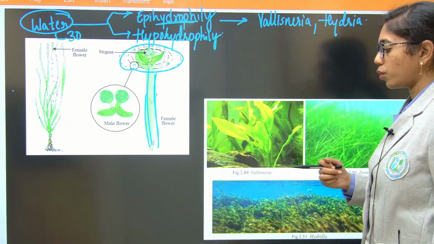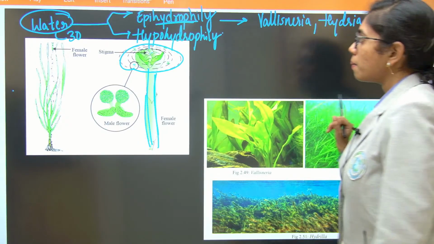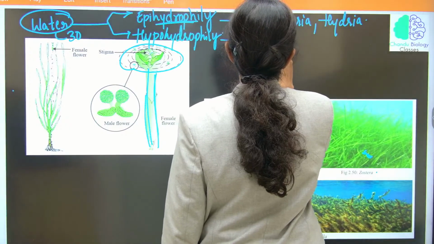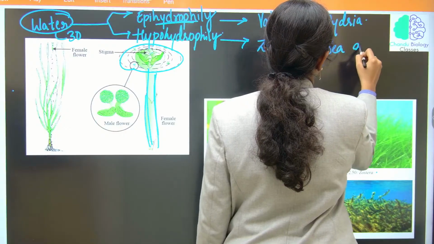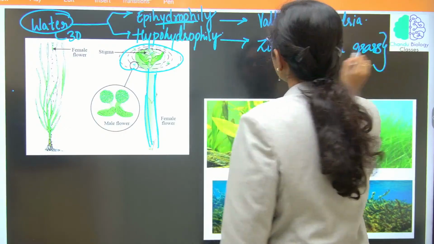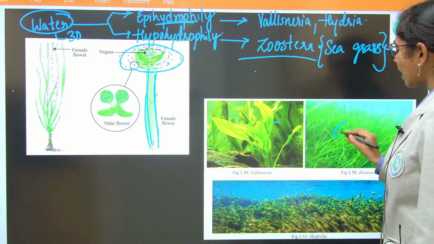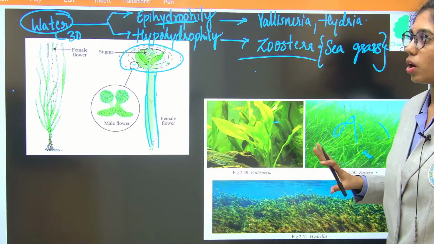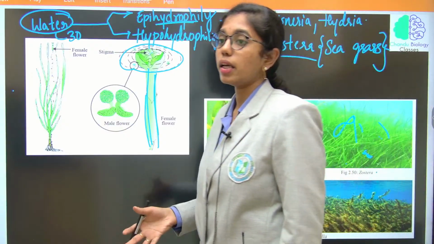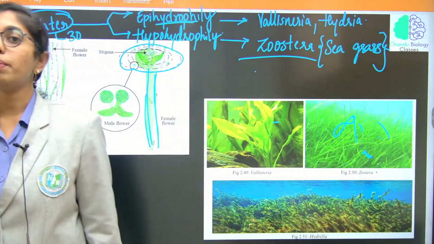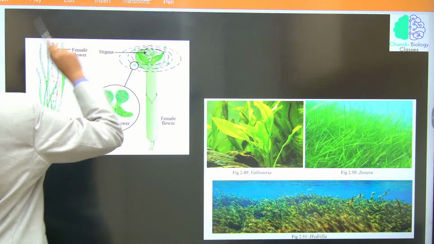Next is hypohydrophily. This happens inside the water in submerged plants. The best example you can take is Zostera, that is seagrass. Here, as these plants are underwater, pollen grains are ribbon like, so they can easily travel across the water currents. A few plants like water hyacinth and water lily are not pollinated by water, but by wind. Clear, right? Clear till here? Any doubts anywhere?